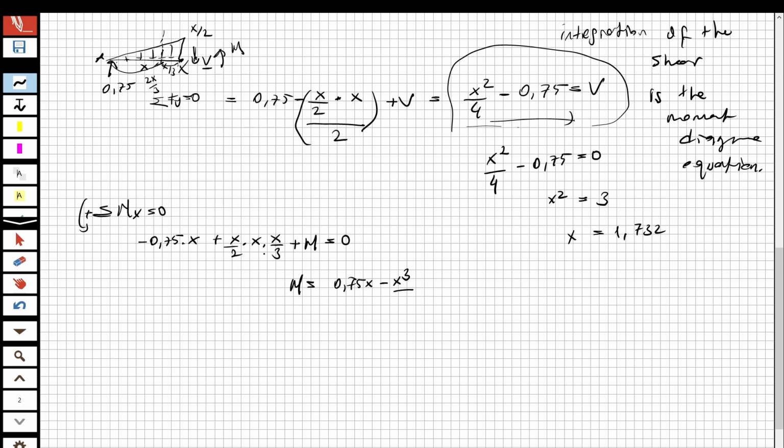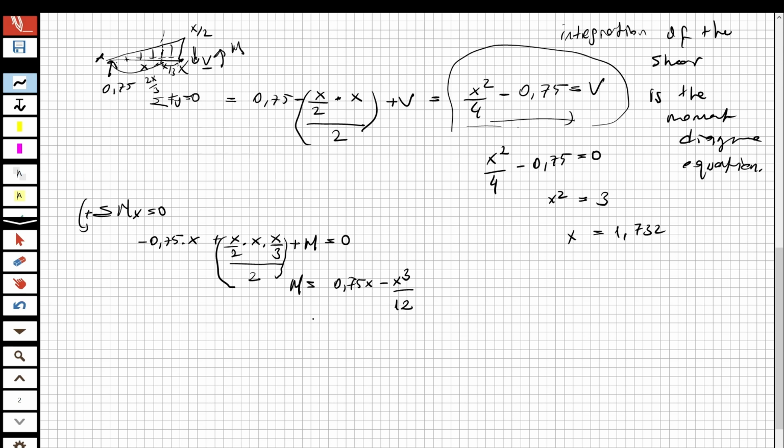Sorry, no, it's not over 6. It's over 12. Yes, it's over 12. One second, I'm going to check. Yes, x over 2 multiplied by x over 2, and over 2 because it's a triangular shape. So I'm going to have a divide by 2 here because it is a triangular shape.